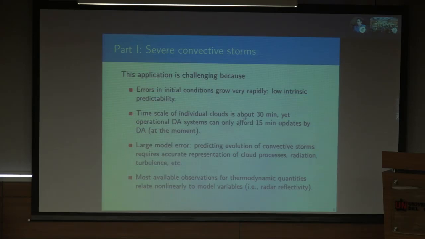We have some research tools for doing this at a higher frequency, but operationally we're looking at about 15-minute updates. Also, large model error. Predicting the evolution of severe convective storms requires an accurate representation of moisture and various cloud processes, radiation, turbulence, and other things that are just parameterized in our current weather models. And so there's a lot of model error involved in modeling these dynamical systems as well. And most of the observations we have for thermodynamic variables come from radar reflectivity, which relates nonlinearly to our model state variables. And so that causes some trouble as well.